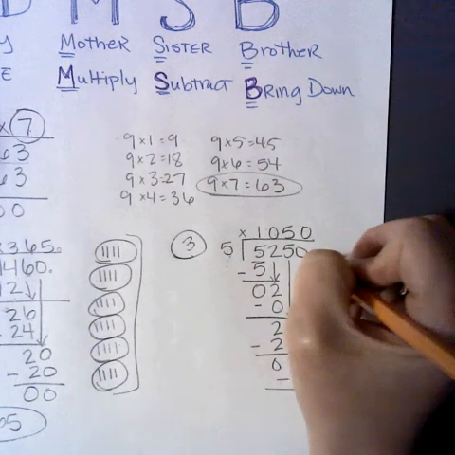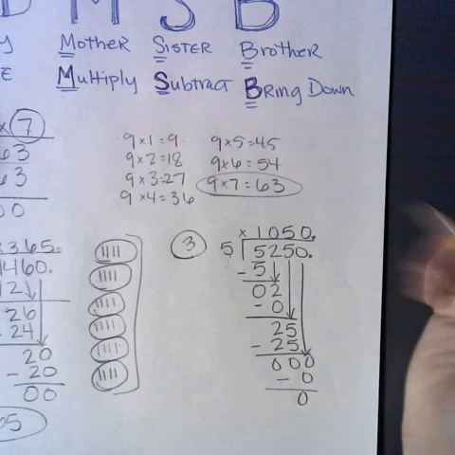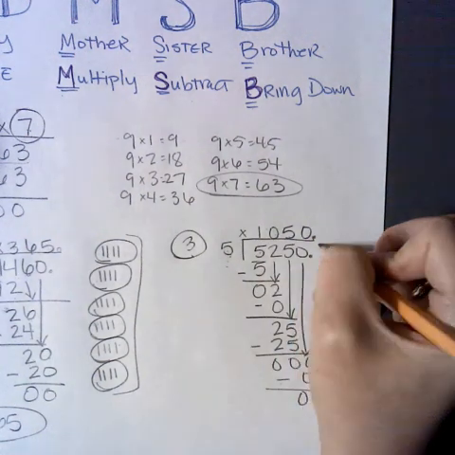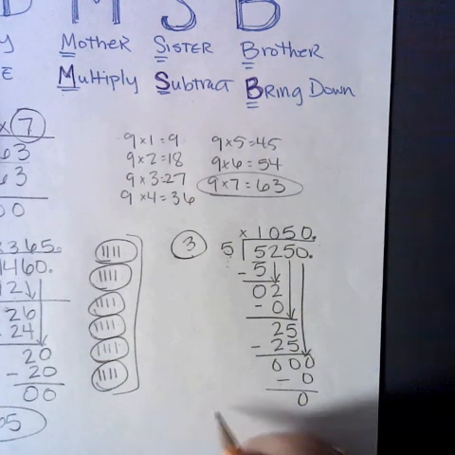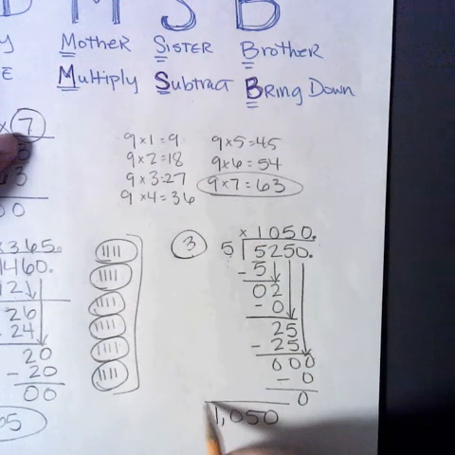And so here it is good practice to go ahead and put your decimal when you're finished, so you know that this right here is a complete whole number. 1,050. That's my answer.